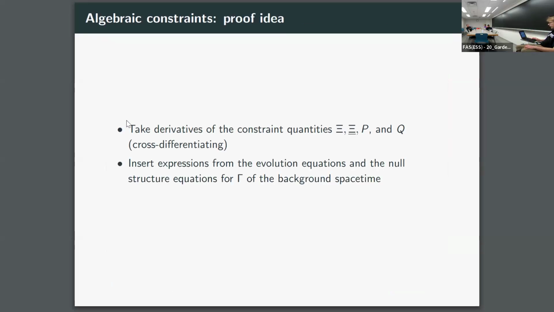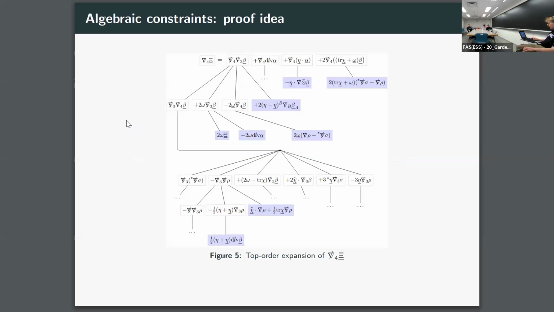And for these expressions, I insert everything I know. I use the evolution equations, and I use the null structure equations for the background spacetime, and I get a lot of terms. So I guess this is for xi bar, not for xi, but just for example, in this top line, I've written out what is nabla 4 of xi bar, of the xi bar constraint.